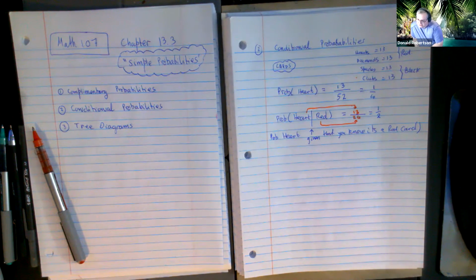Does that make sense that if it's a red card, it can only be hearts or diamonds, so you have a 50-50 chance that you get a heart, right? 1/2.